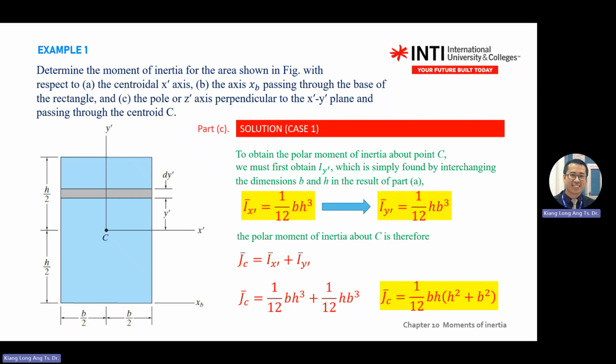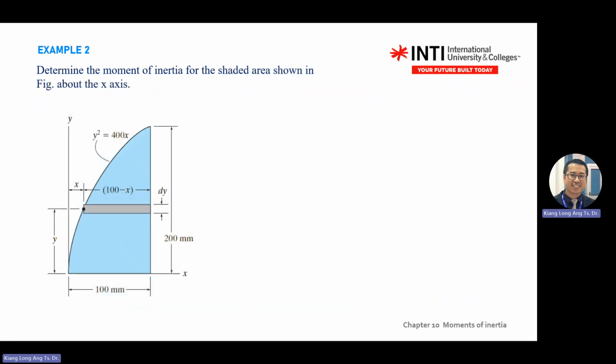Okay, so this one is for rectangular. Of course, rectangular won't come out in your test. Too easy. Yeah, some lecturers will ask, why do you give students such easy questions? So I have to give you some tough questions, something like this.